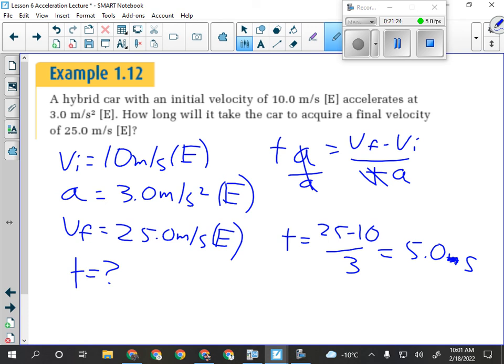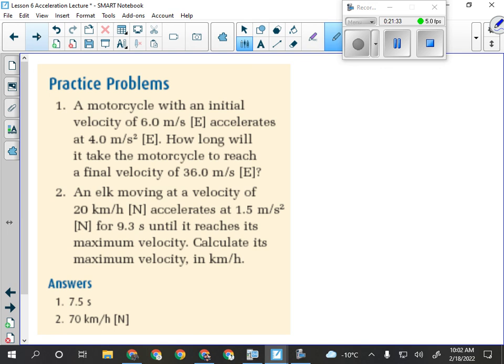Everybody all right with that? So, not a hard formula to use. You guys have been using it already for almost a year. All right, both of these questions involve that same formula. They're just going to ask you to calculate different things. Watch out in question number 2.